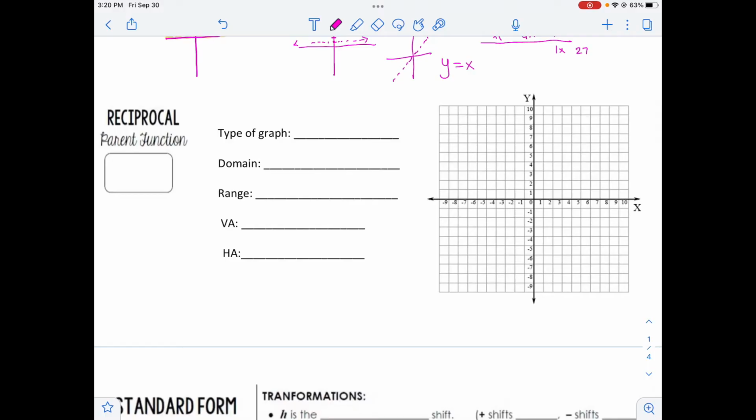Okay? All right, we're going to talk about a reciprocal and what that is, and then how to find the horizontal asymptote and the vertical asymptote, as well as a domain and range for the reciprocal.